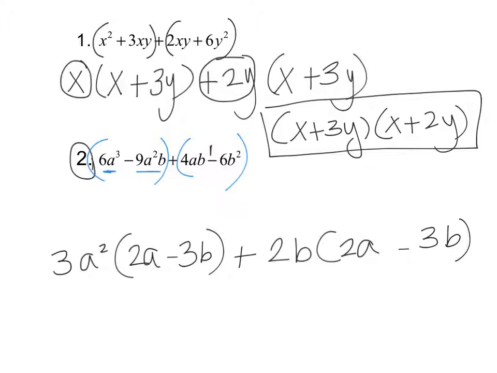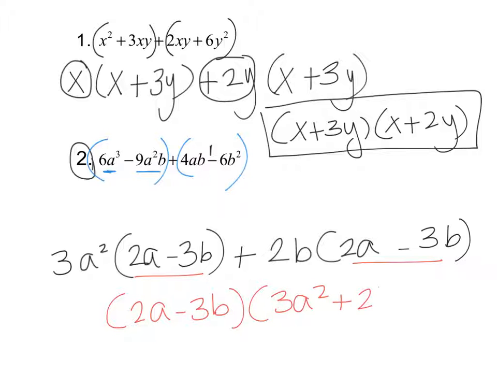Now check inside the parentheses, they are exactly the same. So 2a minus 3b is going to be my first factor, and 3a squared plus 2b is going to be my second factor.